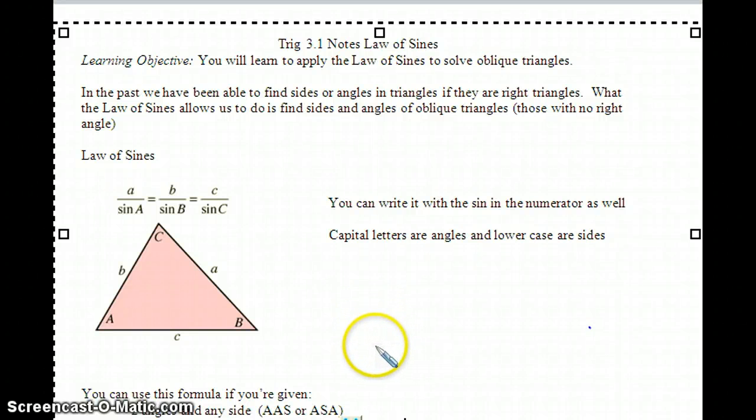This video is going to talk about the law of sines. The law of sines will allow us to solve oblique triangles. And when I say solve, I mean find missing angles and missing sides. And when we talk about oblique triangles, those are the triangles that do not have any right angles involved in them.